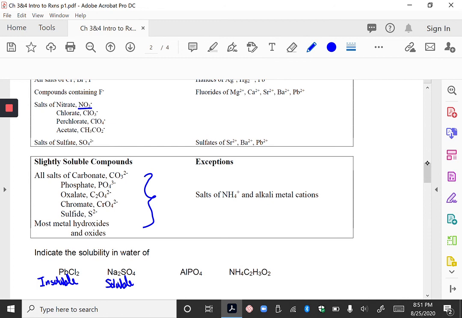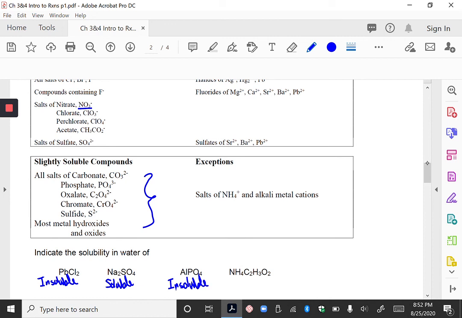Okay, how about aluminum phosphate? I don't see anything about aluminum. I do see something about phosphates here. So phosphates are not soluble unless they're with alkali metals or ammonium. Well, it's not with an alkali metal or ammonium here, so that tells us that it is slightly soluble or insoluble.